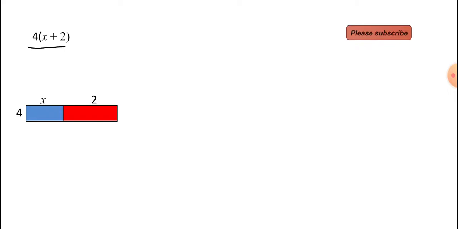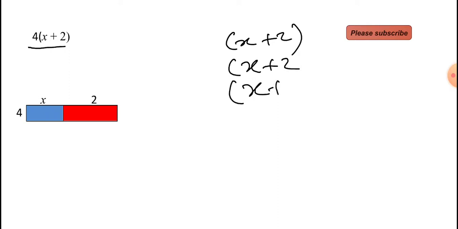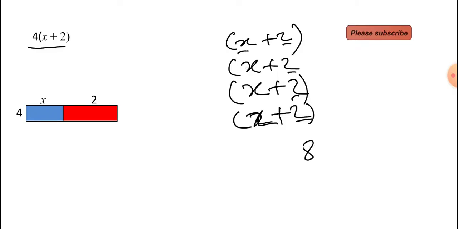So 4 times x plus 2, which means 4 lots of whatever's inside the bracket. So 4 lots of x plus 2. So x plus 2, x plus 2, x plus 2, and x plus 2. So 4 lots of x plus 2, which obviously the answer was, you can see 1, 2, 3, 4. 4 lots of 2 makes it 8, and 4 lots of x is 4x. So the answer was 4x plus 8.